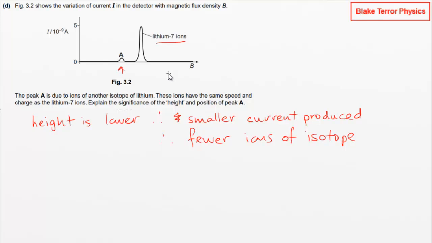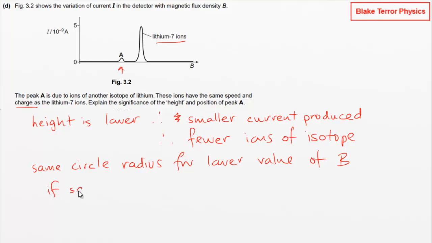So if we've got a weaker magnetic field, our magnetic flux density is lower, in order to bend it by the same amount. So we get the same circle radius for a lower value of B. So that means that we must either have a higher charge, but they've told us they've got the same charge. So if same charge, they must be lighter in order to be able to bend them more easily. Then must have lower mass.